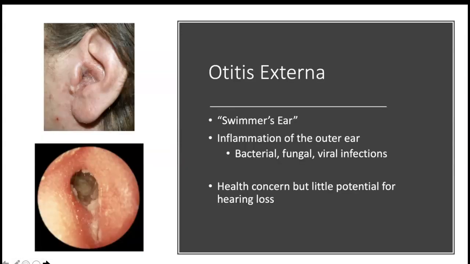So let's talk about outer ear disorders. Otitis externa, which is swimmer's ear. It's essentially a bacterial, fungal, viral infection in the outer ear. You can see what it looks like. This is in the external ear canal. This is not behind the eardrum.